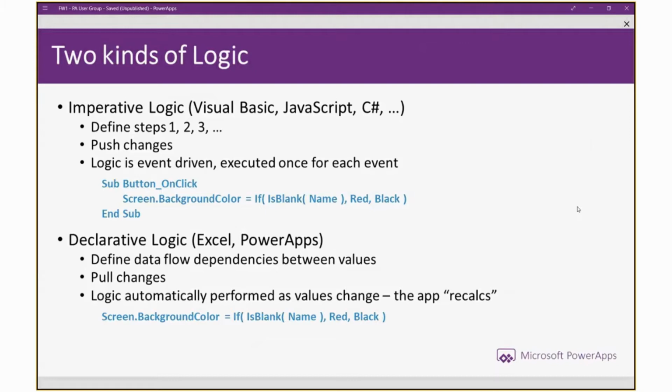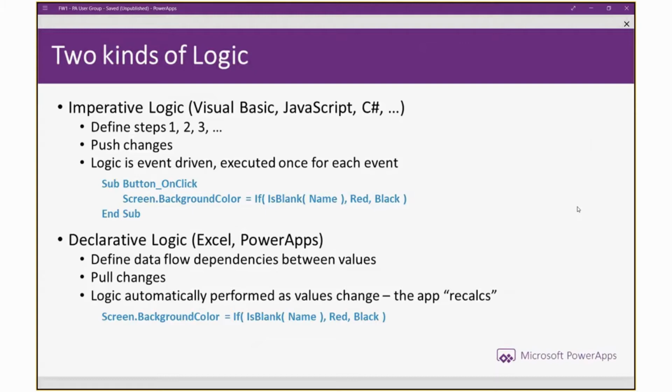And so the example I have here is a button on click setting the screen background color. In the imperative world, the button on click would cause the background color to change. And it would do it right then, and it would do it once. In the bottom version, instead, there's a relationship drawn between the background color and what it's going to be set to. And it's based on the name being blank or not.